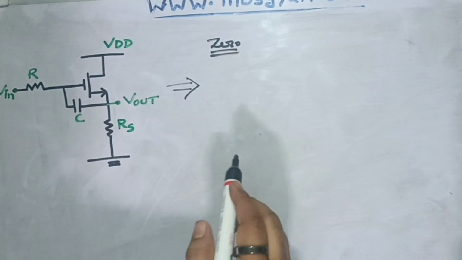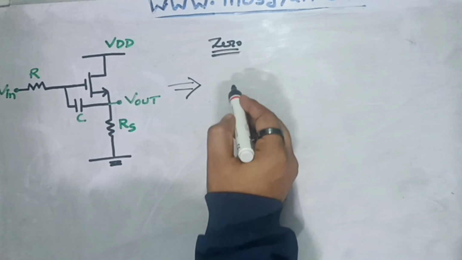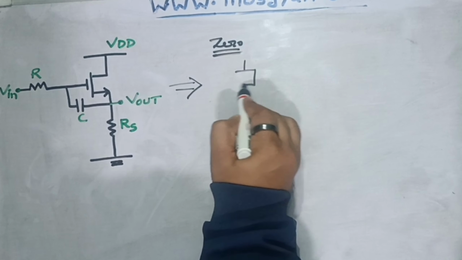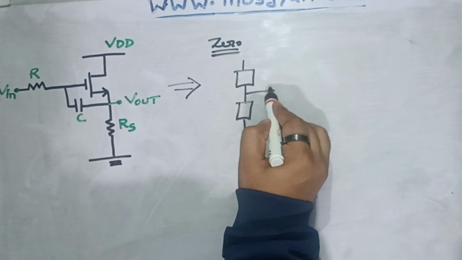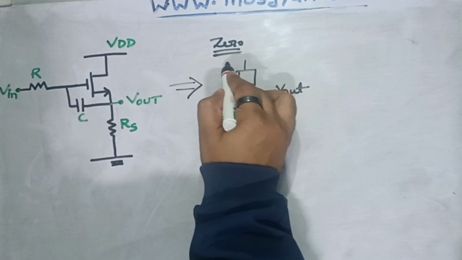For zero calculation, if we transform any circuit into impedance divider format, like for this circuit, let's say this is V out and this is V in.